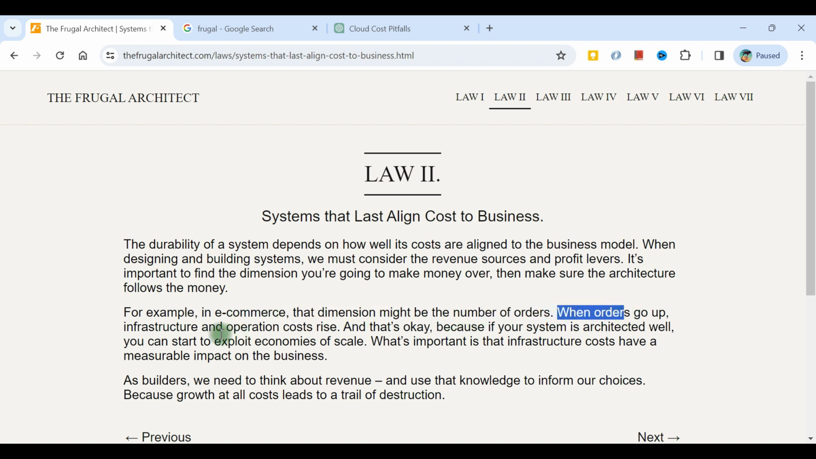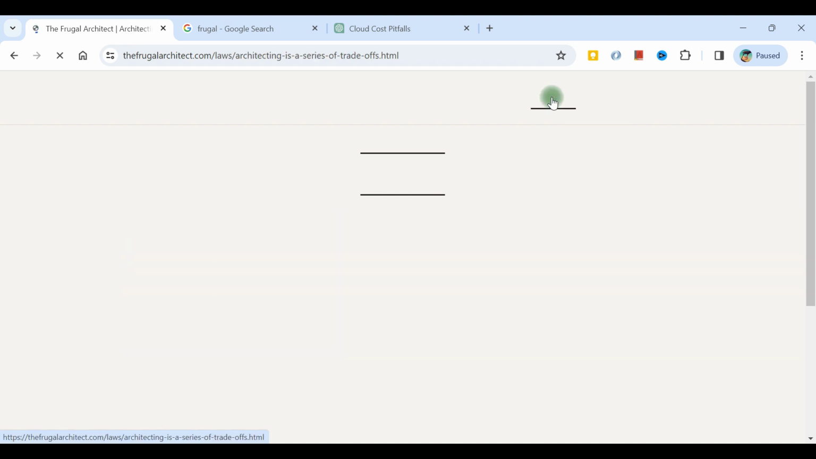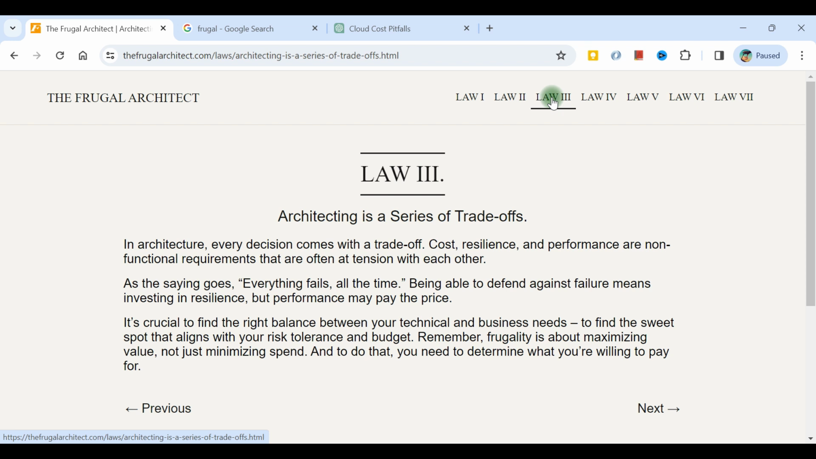When orders go up, infrastructure and operation costs rise, and that's okay, because if your system is architected well, you can start to exploit economies of scale. What's important is that infrastructure costs have a measurable impact on the business. As builders, we need to think about revenue and use that knowledge to inform our choices, because growth at all costs leads to a trail of destruction. This is great. Coming to the third law, these laws are saying all that is needed.